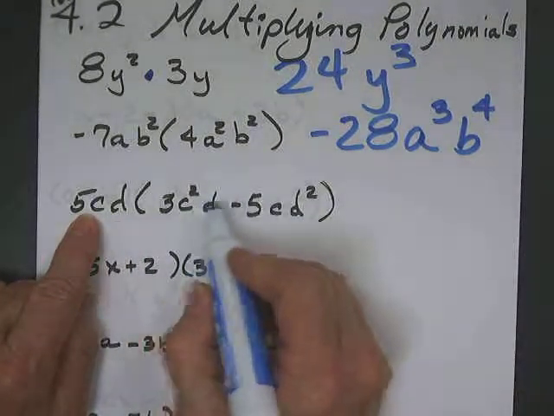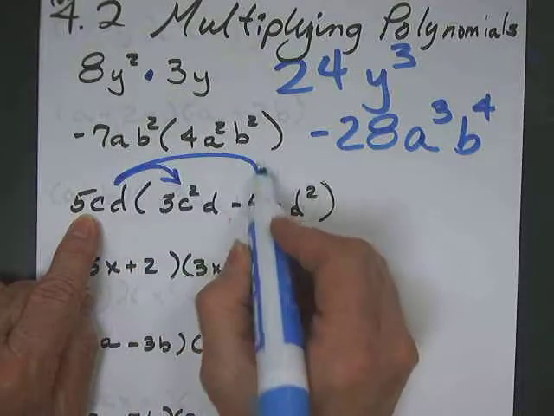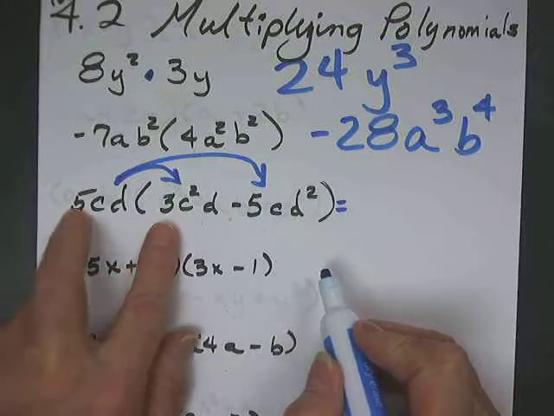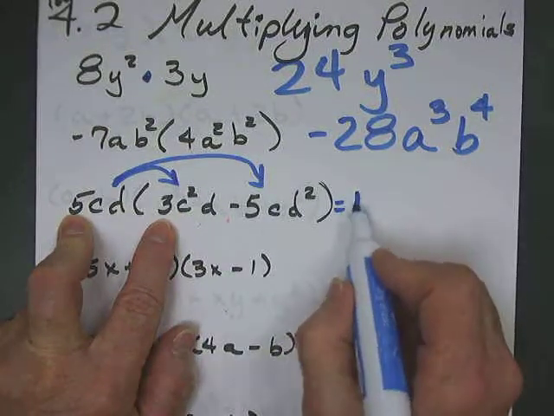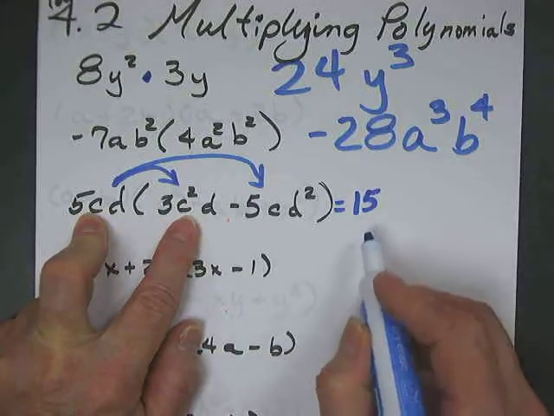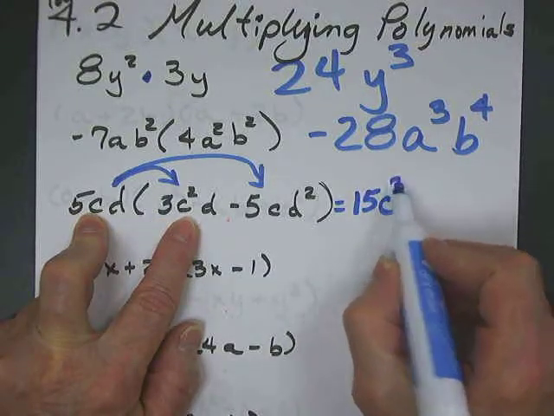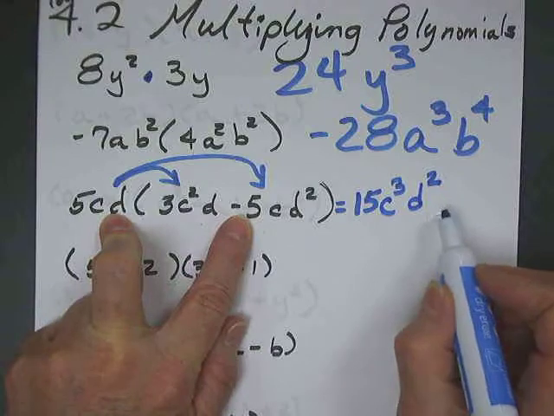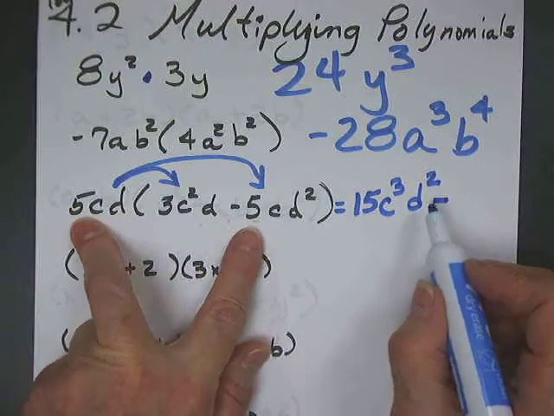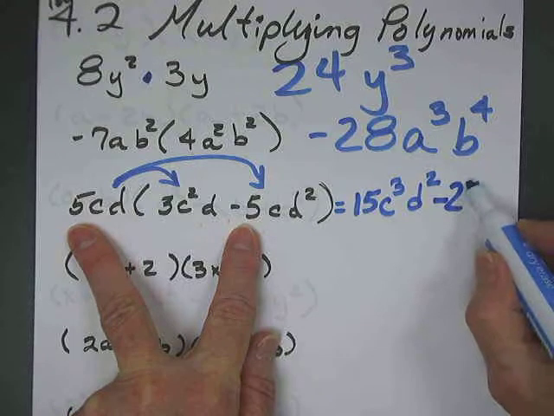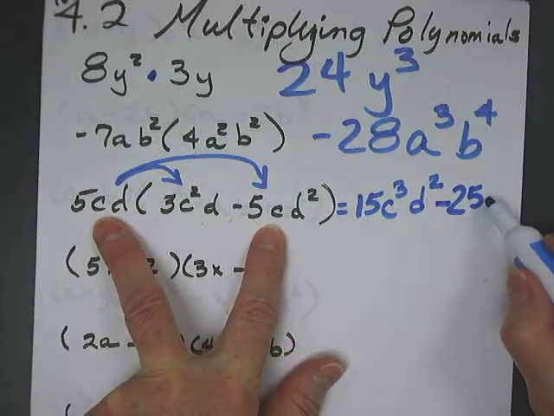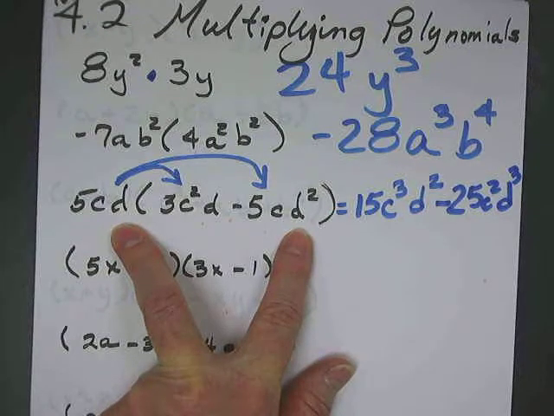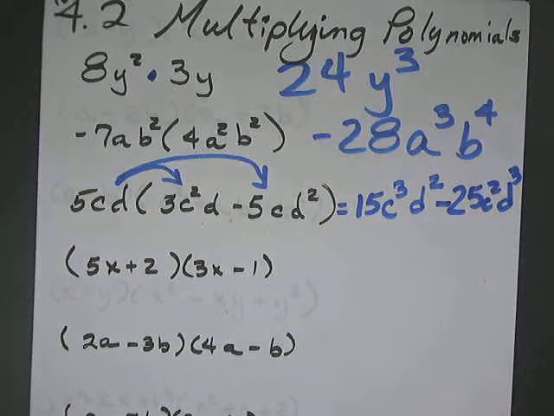Okay. We have two terms in here now, so we've got to distribute it times both of them. This times this is our first term. So 5 times 3, 15, c times c squared, c cubed, d times d, d squared. Then minus 5 times 5, 25, c times c squared, d squared times d to the 3rd, d cubed. Okay?